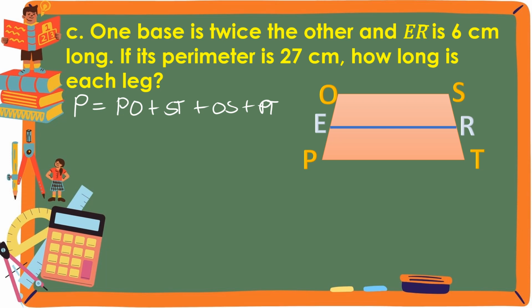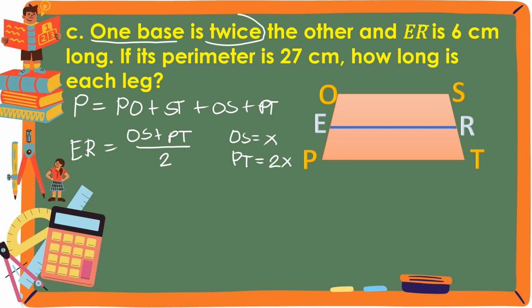Then, we're given with formula also na ating mid-segment. So, tandaan din natin na yung ER ay equal sa OS plus PT over 2. So, simulan natin muna dito. Ang sabi, one base is twice the other. So, kung si OS ay X, si PT twice daw. So, siya ang magiging 2X. Then, yung ating ER ay 6.